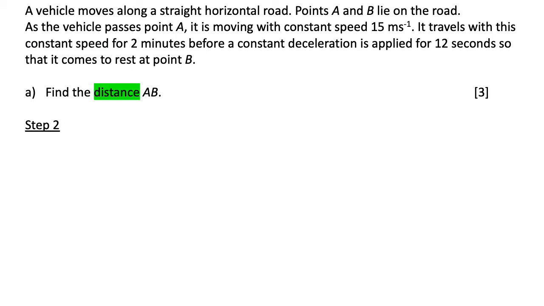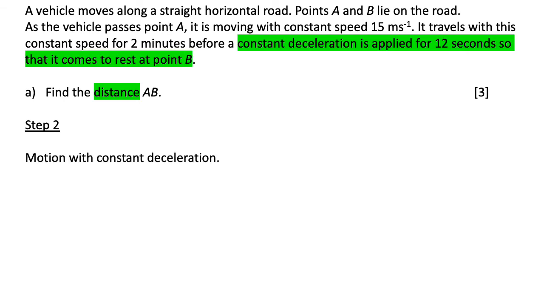Step 2. The second component, the second phase of the motion of the vehicle as described here, is the second part of the fourth sentence of the description at the top. In this case, we're told that it's not moving at constant speed, but in fact there's a constant deceleration. You need to get your head around that. You need to understand what that means. You need to be aware that constant deceleration means constant negative acceleration. That's by far the most straightforward way of interpreting that.